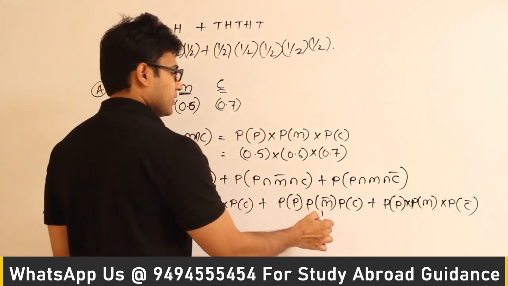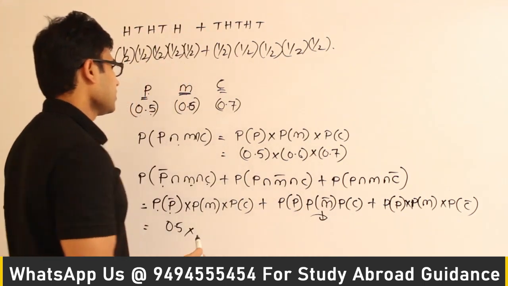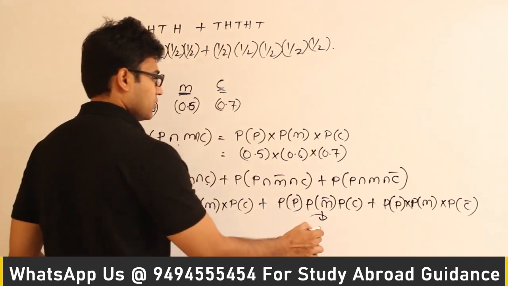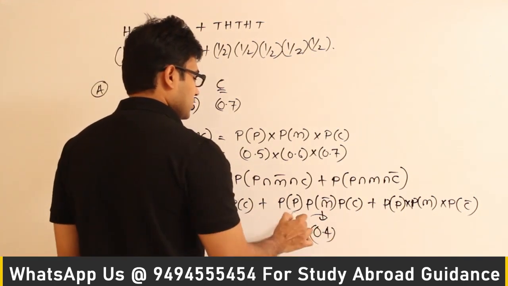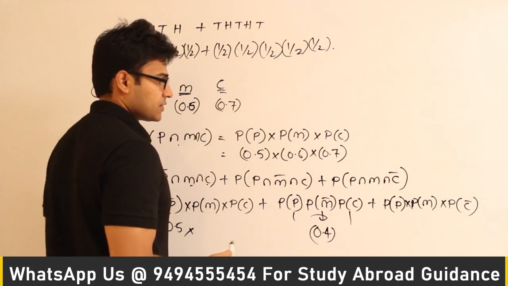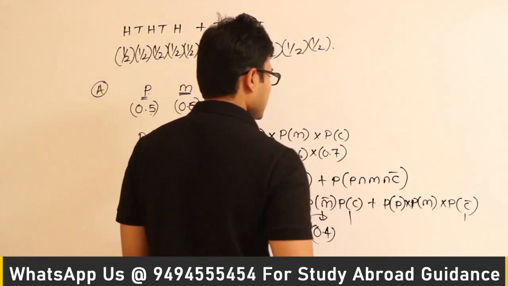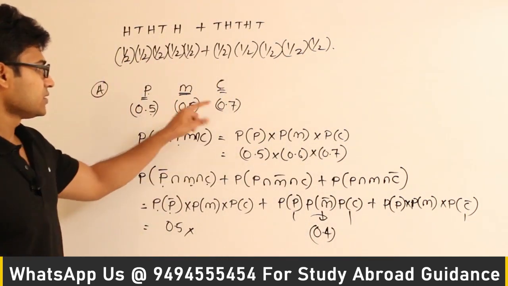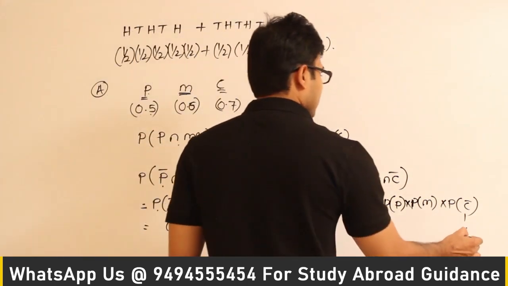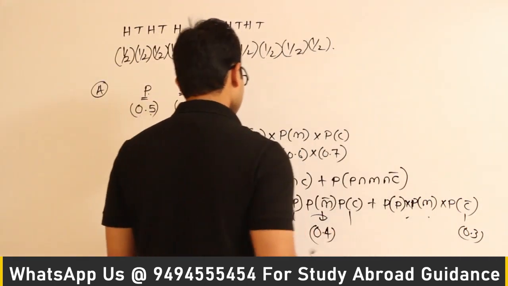And what about this one? P of M complement is nothing but 1 minus P of M. So here you have to substitute 0.4, and these two can be substituted directly from this. And what about P of C complement? It is 1 minus P of C, which is nothing but 0.3, right? And you can substitute these two and you can get it.